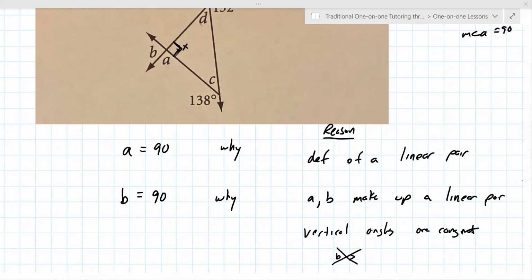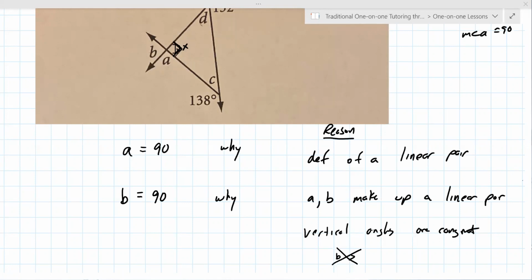The idea is that you can't say, and I'll just use an example here of D, you can't just say that D is 48 degrees. You have to say it's 48 degrees because, and then you have to give the reason.